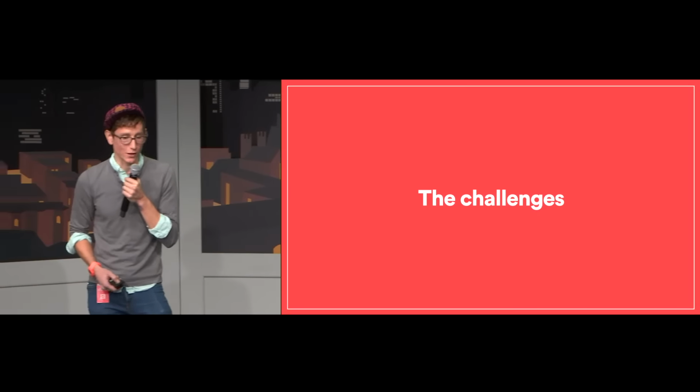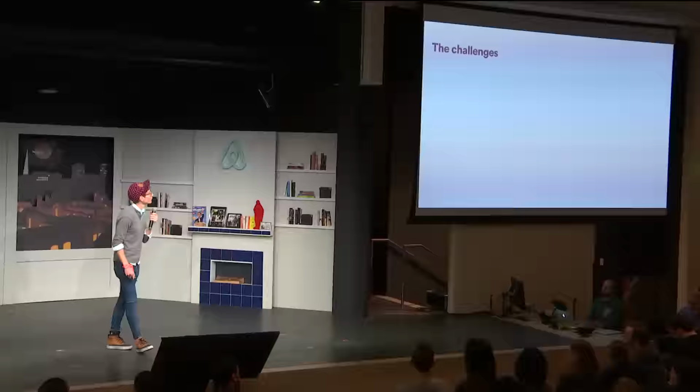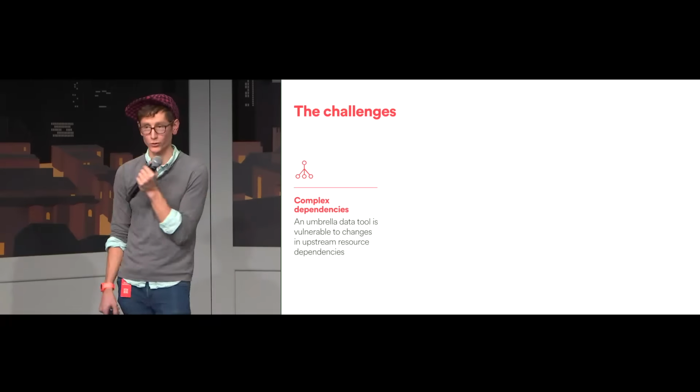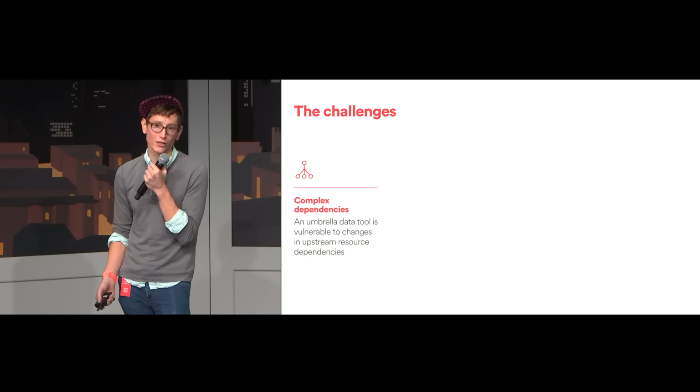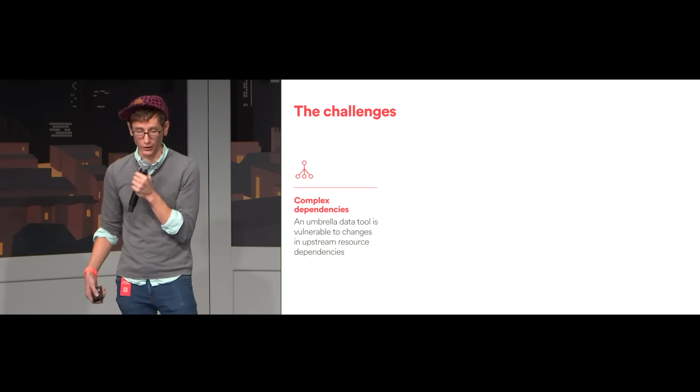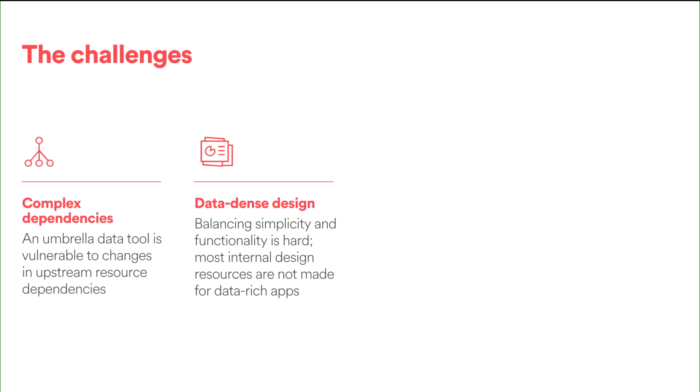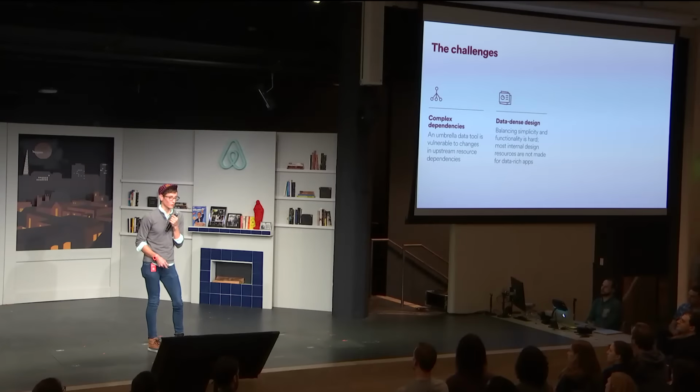So now I'm going to quickly highlight some of the challenges that we faced with the graph. The first of these is complex dependencies. As an umbrella data tool, the Dataportal is really vulnerable to changes in the upstream resource dependencies. This can include things like schema changes on the back end, or URL changes on the front end. Another challenge was data-dense design. Balancing functionality with minimalistic design is not that easy. Additionally, most internal design resources are not made for data-rich apps. So we had to do a lot of creation of these data-rich components ourselves.